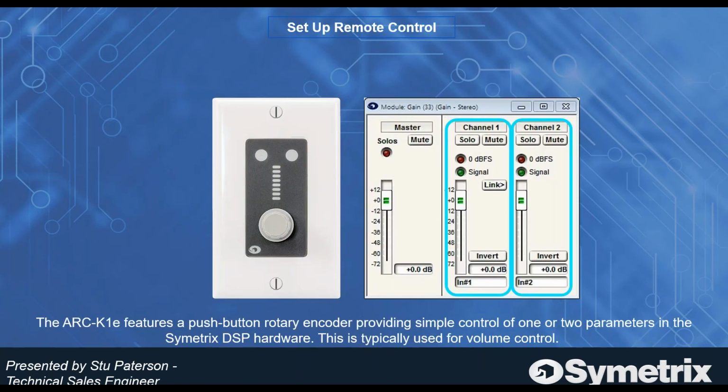Now, getting on to the K1E. So the K1E is our single knob but two function device. So with the K1E, you can control two volumes. In this example, you can see channel 1 and channel 2. And you'll notice on the K1E, you can't see it in this photo, but we have an A and a B, which you use the actual encoder. You can push the knob in order to effectively change from A and B.